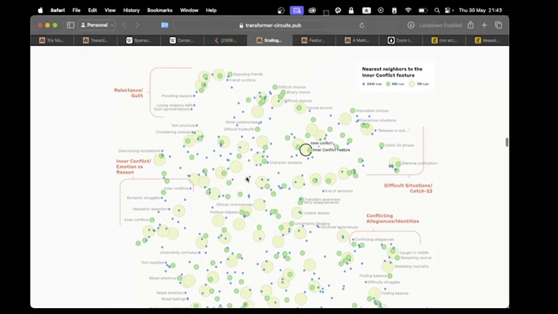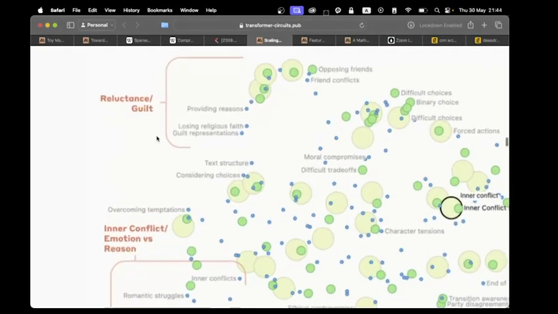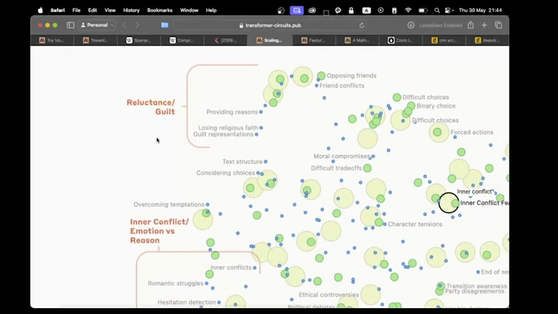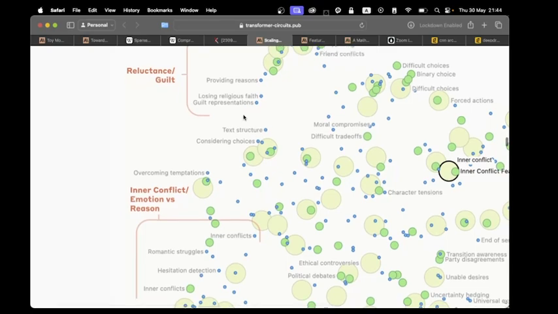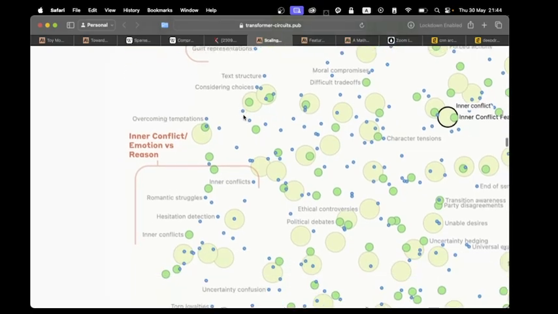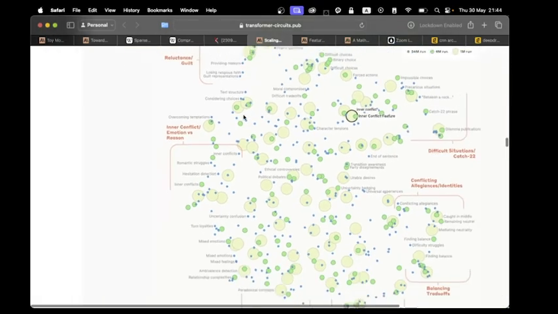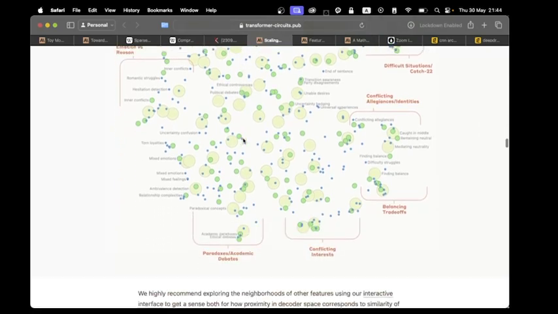Also, this is kind of fun because of the topic. It's kind of like a map of inner conflict space. Yeah, exactly. We should show this to psychologists, or maybe we shouldn't actually.